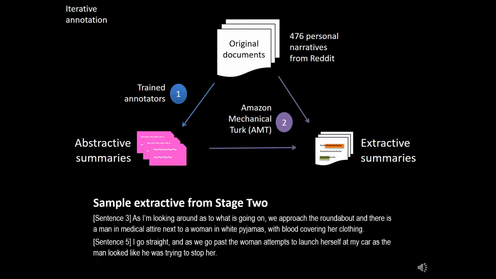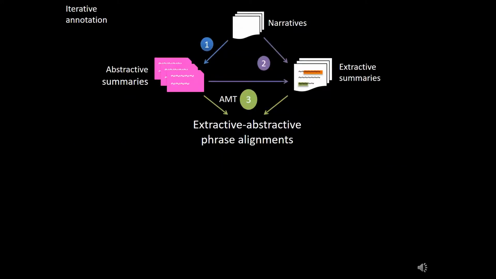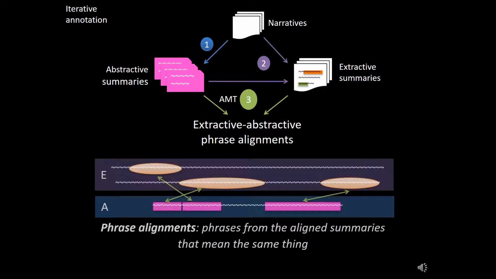In Stage 2, we used crowdsourcing platform Amazon Mechanical Turk, or AMT, to produce extractive summaries that corresponded with each of the abstractive summaries from Stage 1. For example, our workers produced this two-sentence extractive summary to correspond with the previously shown abstractive summary. In Stage 3, we used AMT to identify phrase alignments between the parallel summaries from Stages 1 and 2. To explain phrase alignments, we asked workers to return phrases from the parallel summaries that meant the same thing, although perhaps in different words.